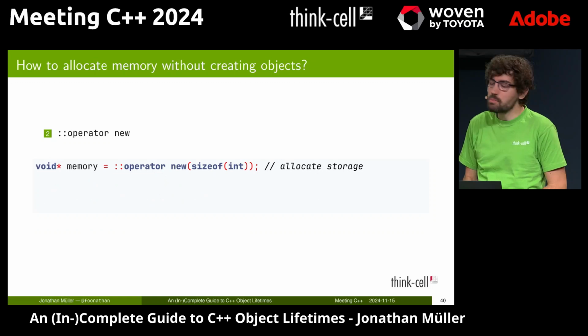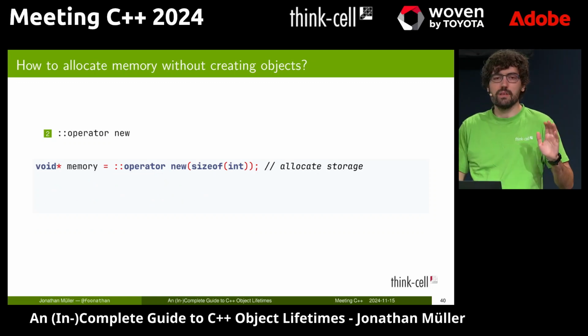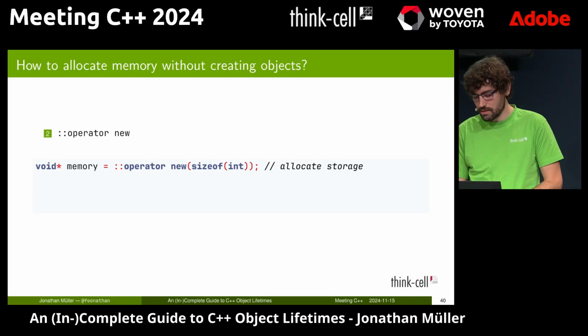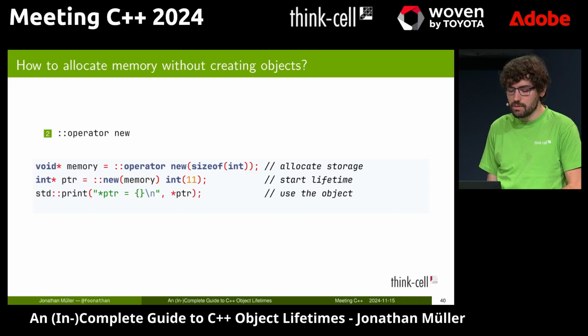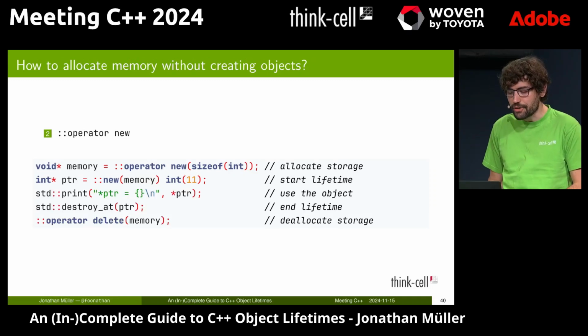A more C++ version would be to use operator new. Again, it's a global function that you can call, and it's sort of the C++ version of malloc. It only allocates storage. It does not create any objects. And again, then we use placement new, we use it, we destroy it, and we use operator delete to deallocate the storage.